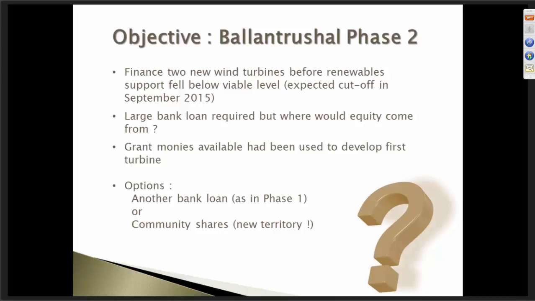The key objective for us was to finance 2 new turbines by a deadline relating to the feed-in tariff. So that's really what drove us to look at this. We needed a large bank loan but had options for raising the balance. Our own equity monies had been used up when we built the first turbine, so the basic options were another bank loan or, at that time, the relatively new concept of community shares.